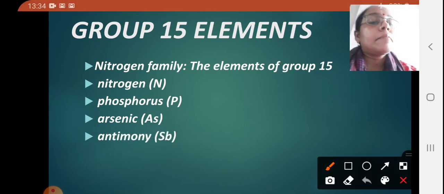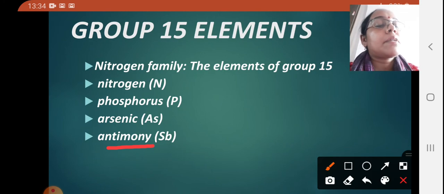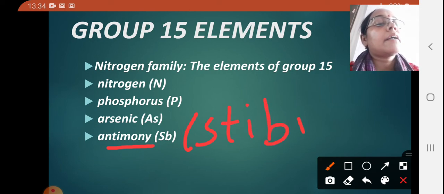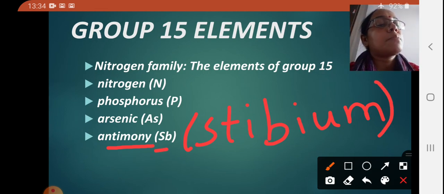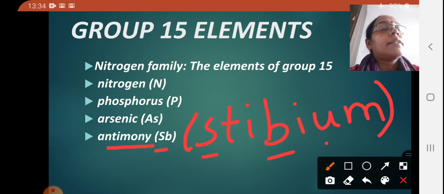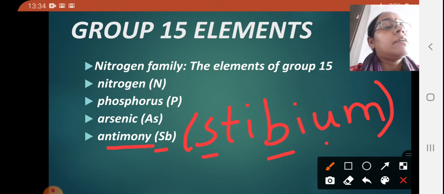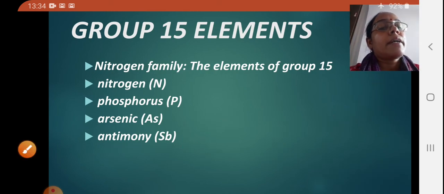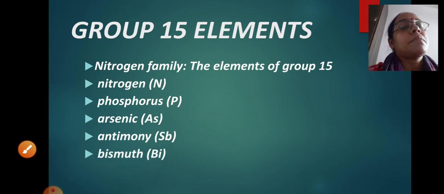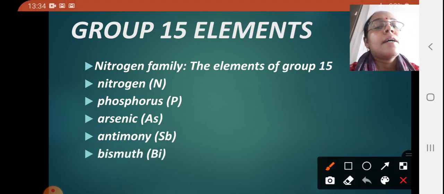Okay, antimony is not the original name. The original name of antimony is stibium, STIBIUM, okay, and that is why its symbol is Sb, S from here and b from here. So the symbol of antimony is Sb because its original name is stibium. Okay, and the last member is bismuth. What is the last member? It is bismuth. Its symbol is Bi.